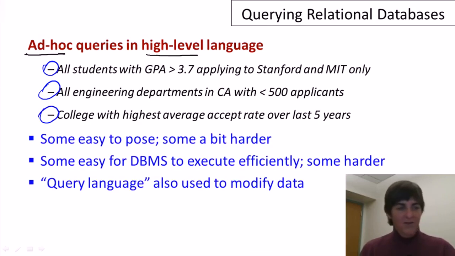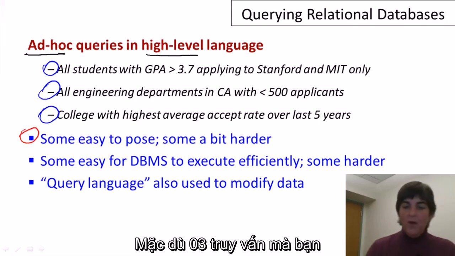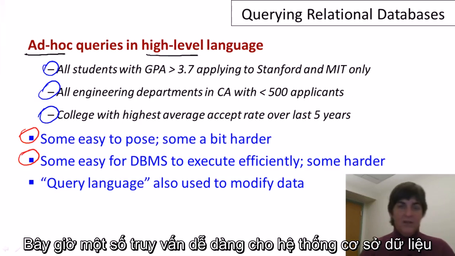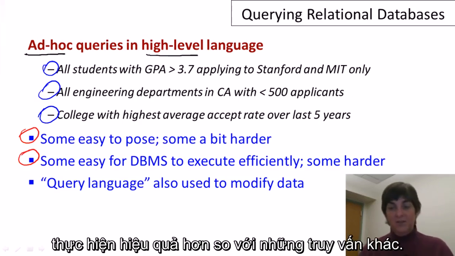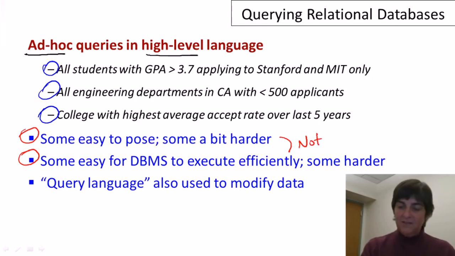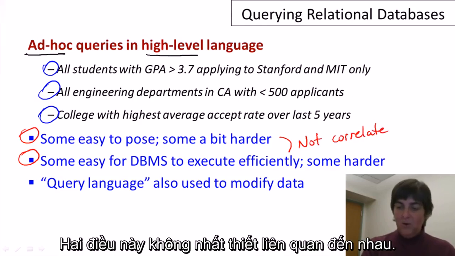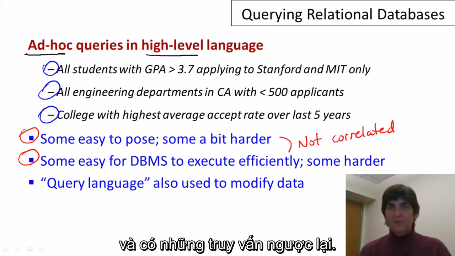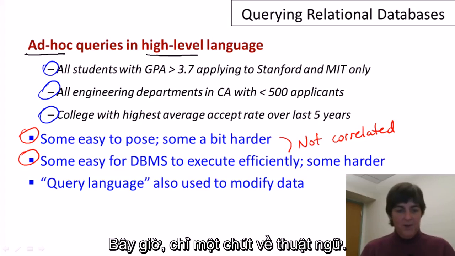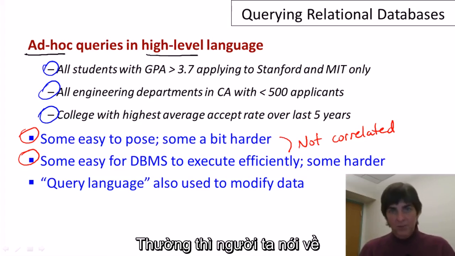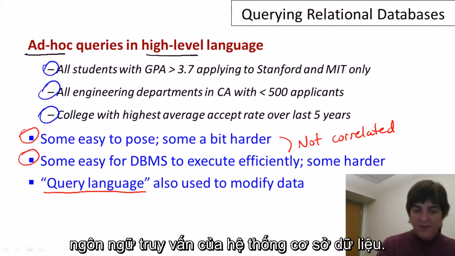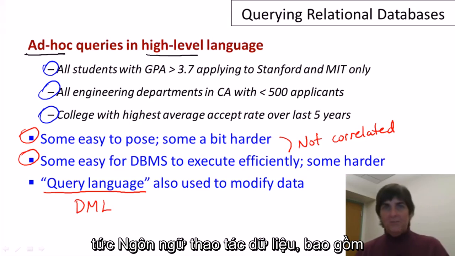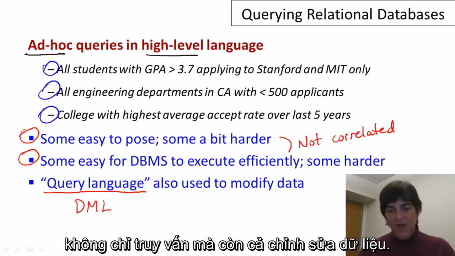Some queries are easier to pose than others. That's certainly true. The three queries you see here are, as I said, pretty easy to pose. Now, some queries are easier for the database system to execute efficiently than others, and interestingly, these two things aren't necessarily correlated. There are some queries that are easy to pose but hard to execute efficiently, and some that are vice versa. Now, just a bit about terminology. Frequently people talk about the query language of the database system. That's usually used synonymously with the DML, or data manipulation language, which usually includes not only querying but also data modifications.